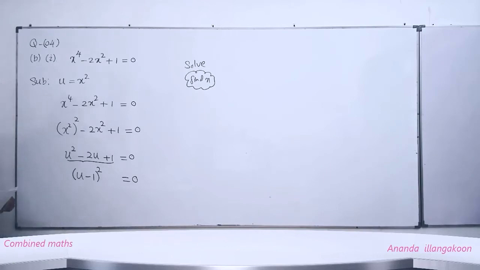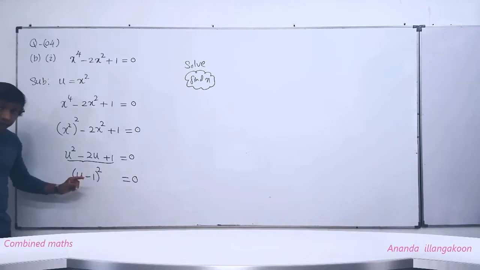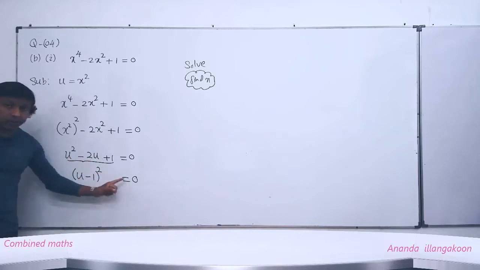Why? If you expand this by using a minus b squared, what are the terms you get in the expansion? Square of this, u squared. Middle term, minus sign, this multiplied by this, and again multiplied by 2, 2u. And 1 squared, plus 1. Then this is really u minus 1 perfect squared equals 0.